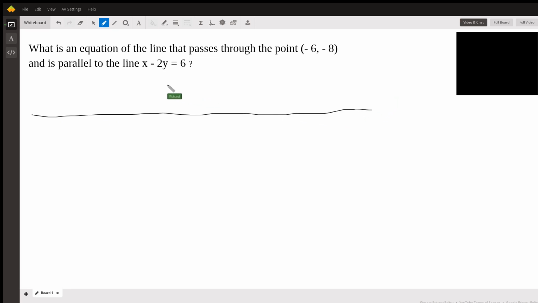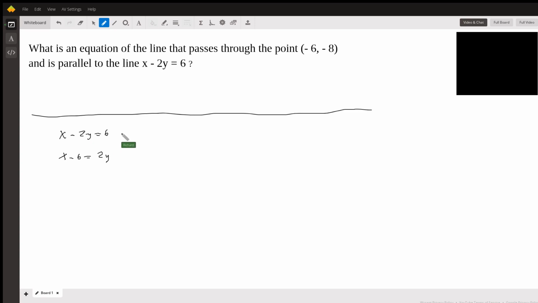Okay, so let's start with this equation of the line. We need to find the slope here. So I'm just going to copy it out here. x minus 2y equals 6. And I'm just going to switch the locations of the 6 and the 2y. So this becomes x minus 6 is equal to 2y. Hopefully that's okay with you.